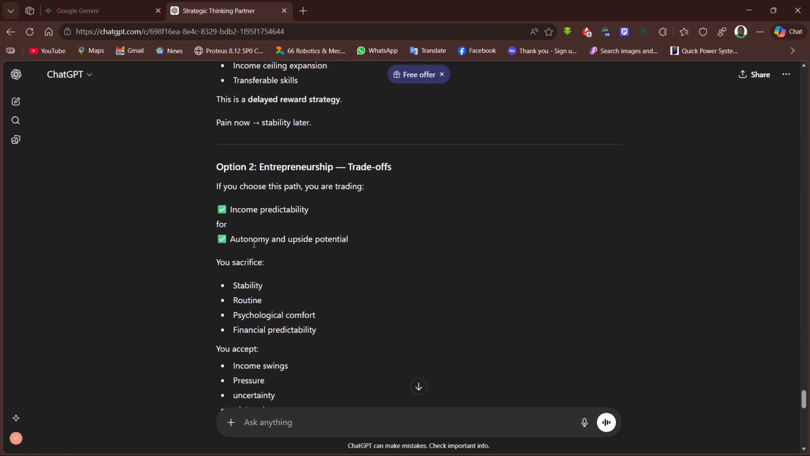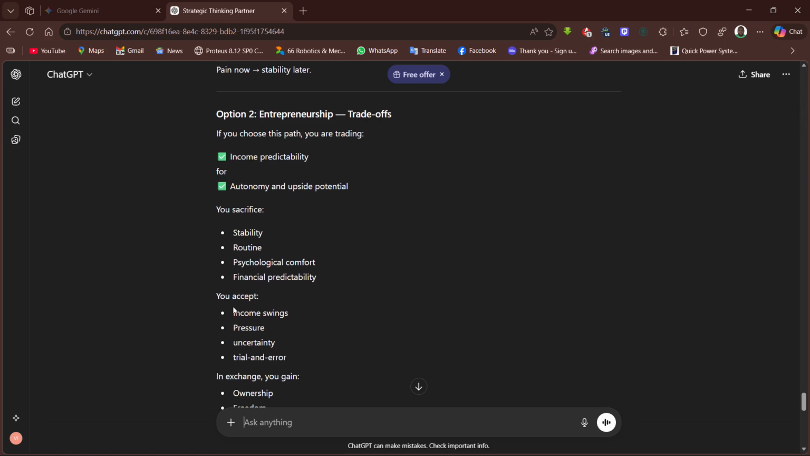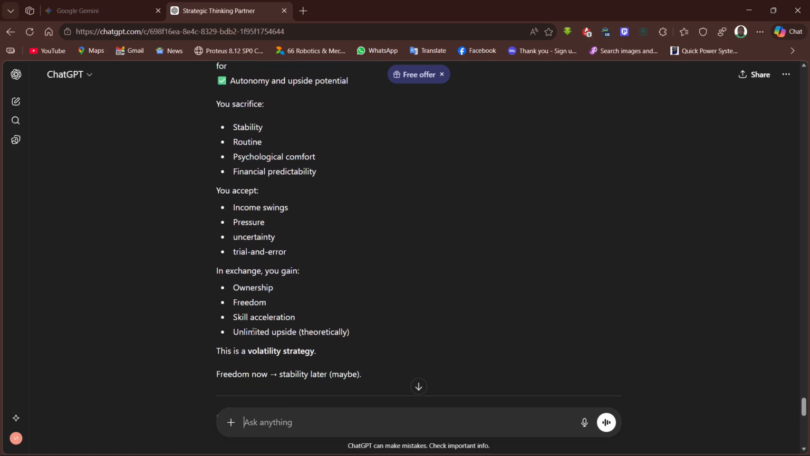Option 2, entrepreneurship trade-offs. If you choose this path, you are trading income predictability for autonomy and upside potential. You sacrifice stability, routine, psychological comfort, financial predictability. You accept income swings, pressure, uncertainty, trial and error. In exchange, you gain ownership, freedom, skill acquisition, unlimited upside theoretically. This is a volatility strategy.